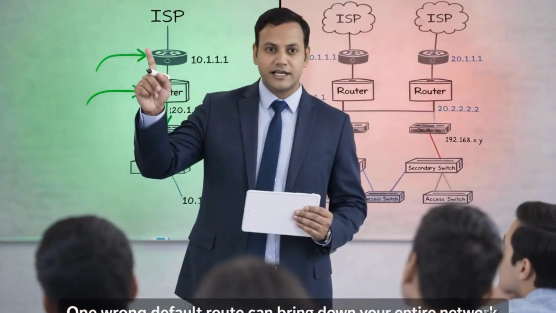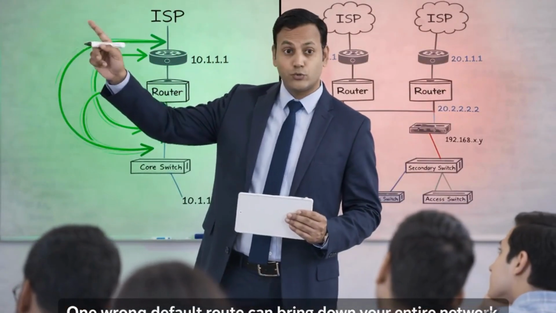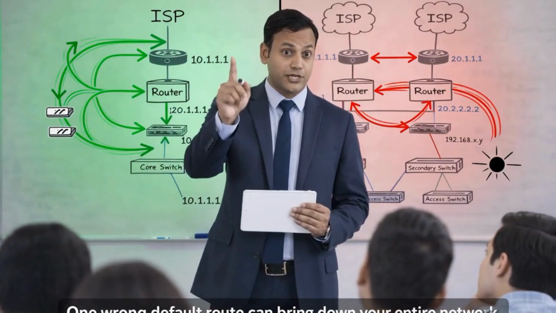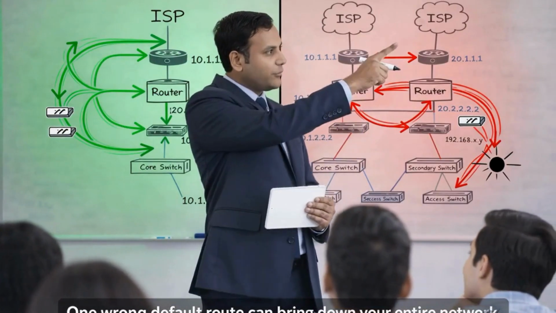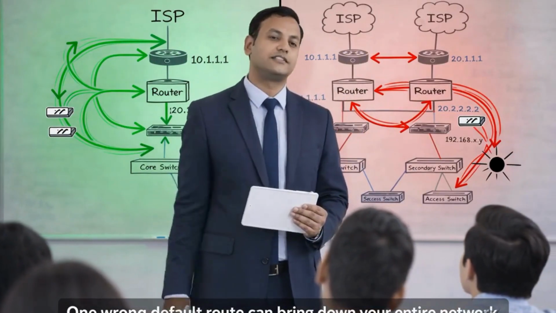Let's compare both designs. In the correct design, the default route is removed when the ISP fails and traffic shifts to the backup router. In the wrong design, the router keeps advertising a default route and traffic gets dropped.